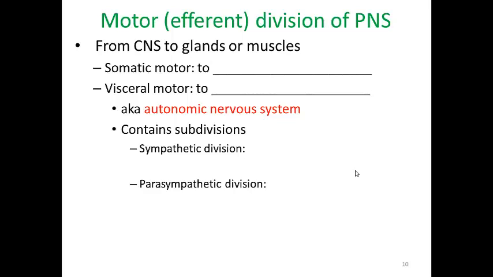Now, the parasympathetic division is often called the rest and digest division. The parasympathetic division is what's controlling your body when you're at rest, so when you're not under threat, which is hopefully most of the time. So your parasympathetic division will do things like bring your heart rate down to a resting state, bring your respiratory rate down to a resting state.